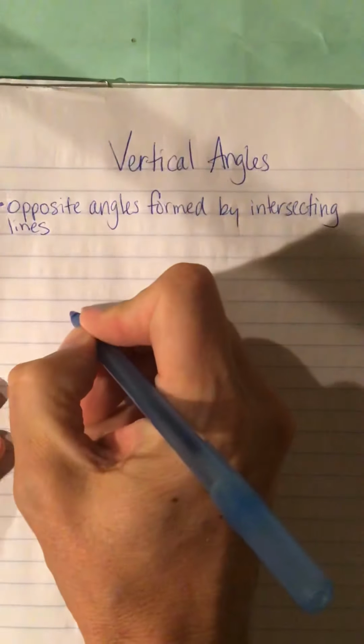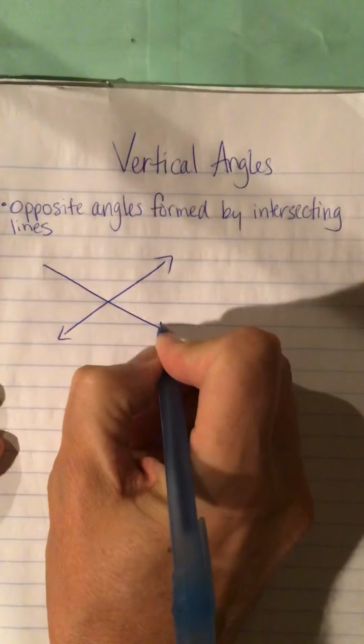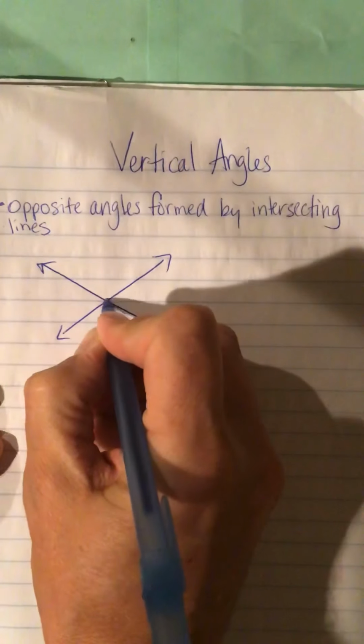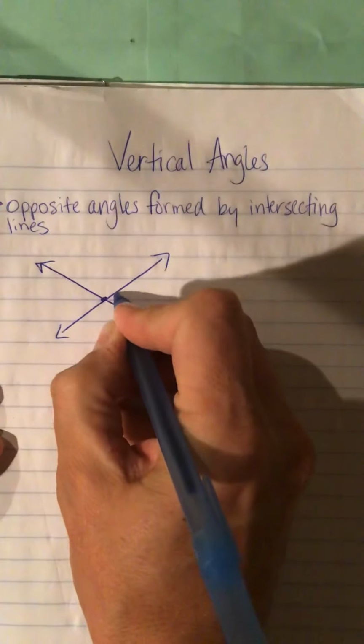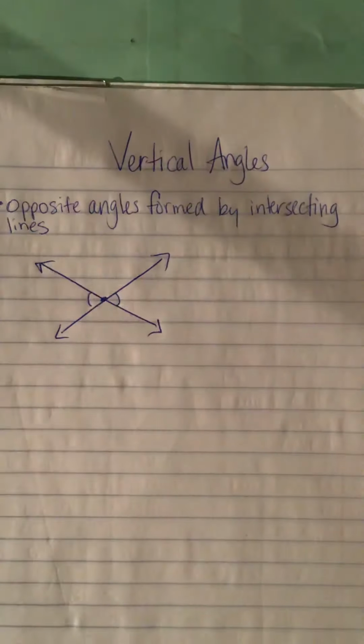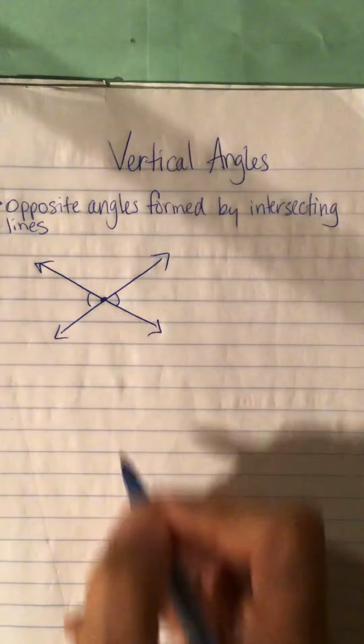Alrighty, today we're going to look at vertical angles. Vertical angles are, by definition, angles that are formed by intersecting lines. So if I have something like this, or I have something like this, I have two lines crossing right here at this point. These two angles right here that I have marked, those are going to be vertical angles.